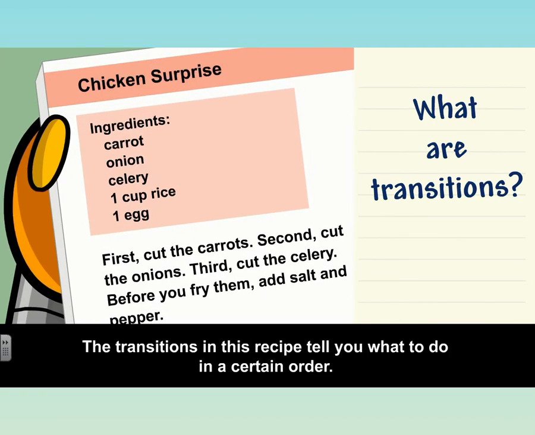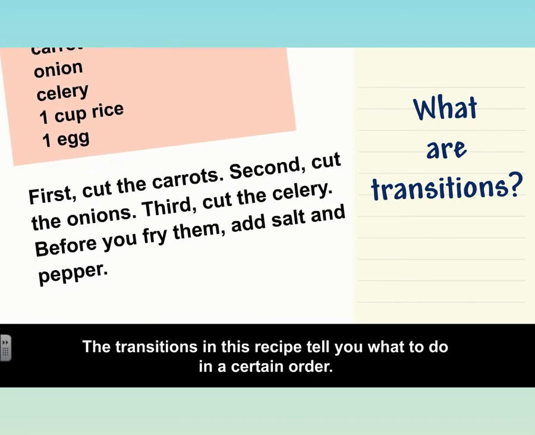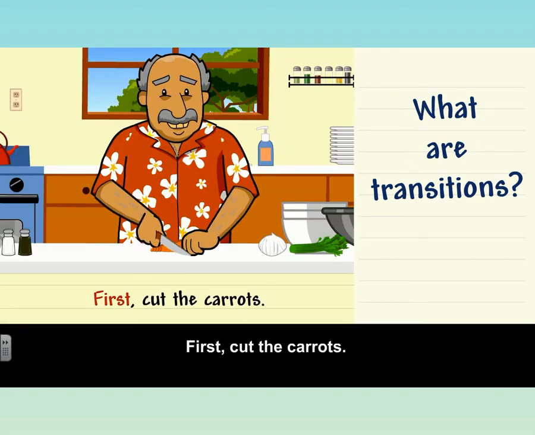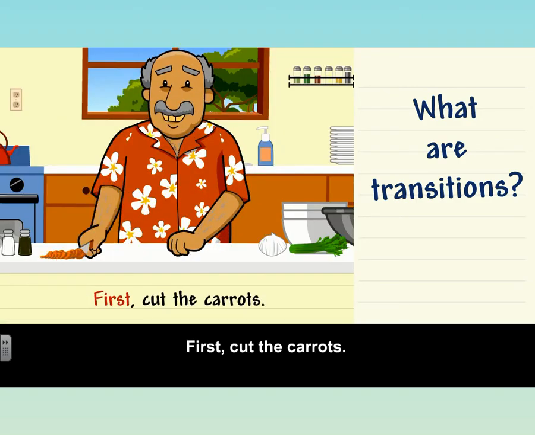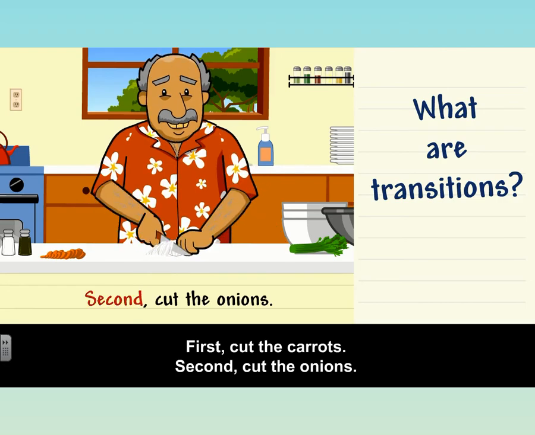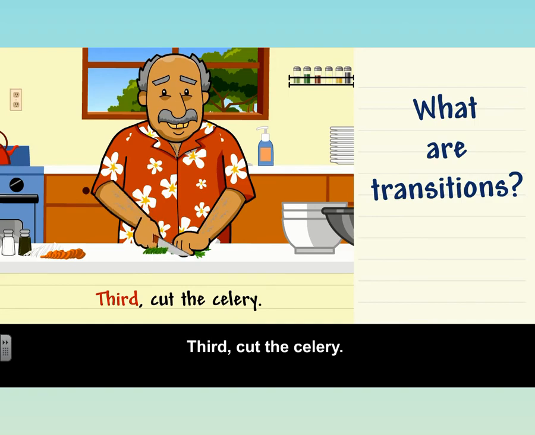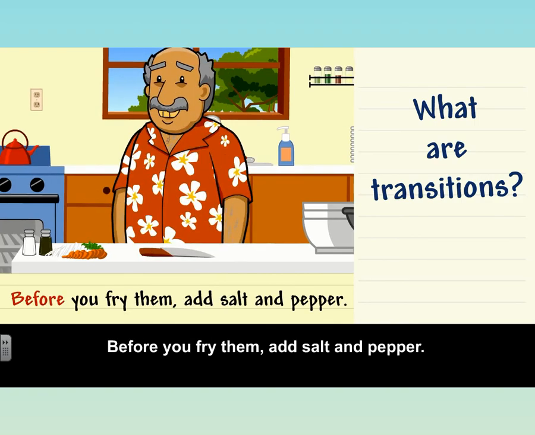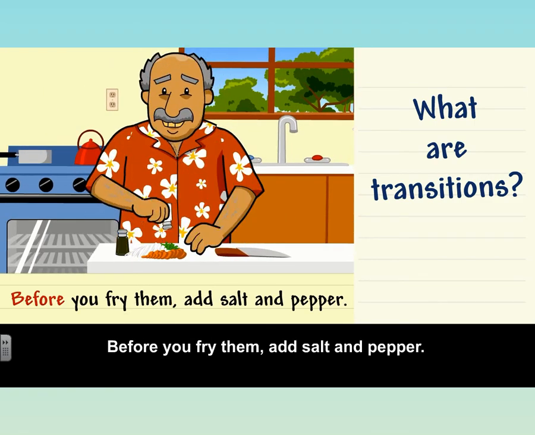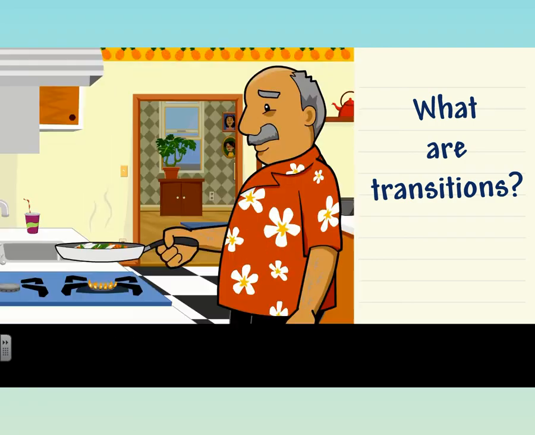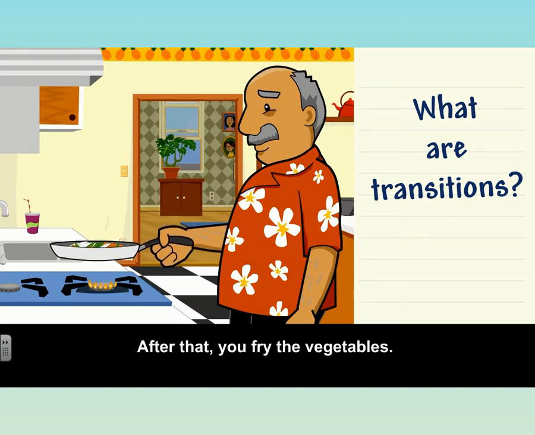The transitions in this recipe tell you what to do in a certain order. First, cut the carrots. Second, cut the onions. Third, cut the celery. Before you fry them, add salt and pepper. That means the fourth step is to add salt and pepper. After that, you fry the vegetables.